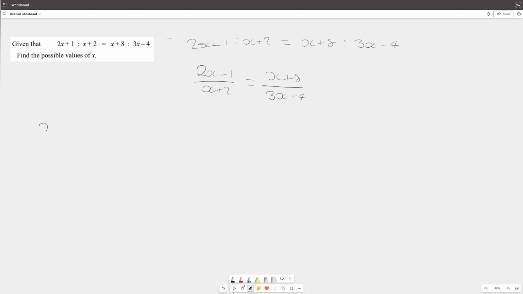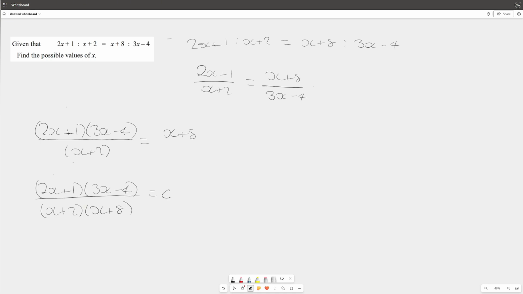So I'm going to multiply both sides by 3x minus 4, and that's going to be all over x plus 2, and that's going to equal x plus 8. I can then divide by x plus 8 to get 2x plus 1 times 3x minus 4 all over x plus 2, x plus 8 is going to equal 0. Now what we notice here is that this has nothing that can cancel with each other. So factorising, simplifying this fraction isn't going to work.